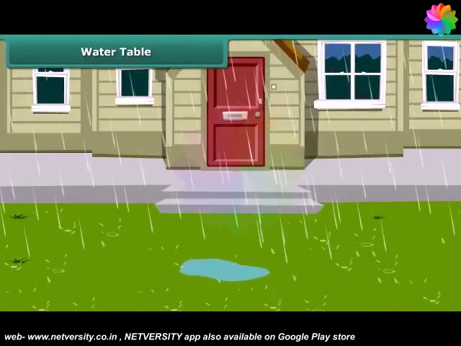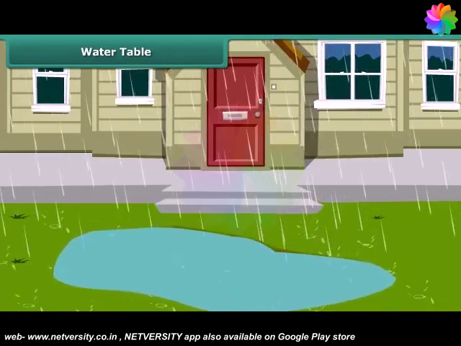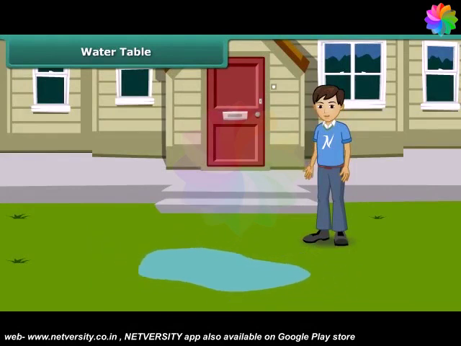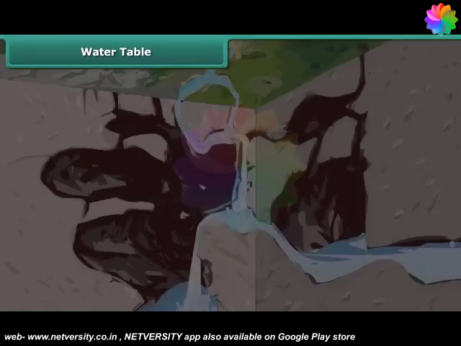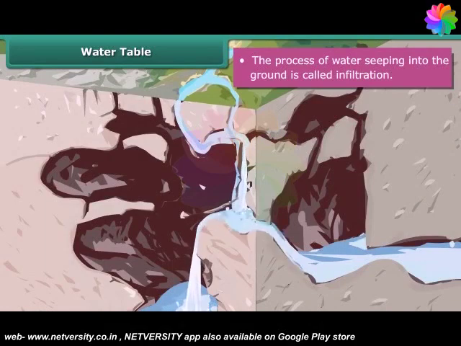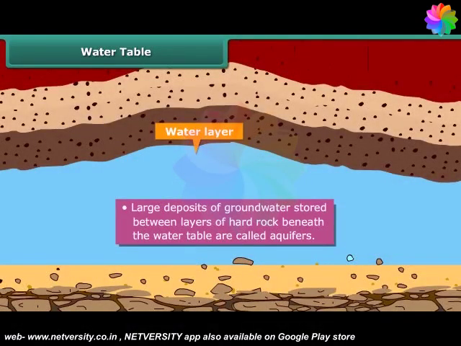You just witnessed heavy showers in your locality. Huge puddles have formed. A few hours later, the puddles are nowhere to be seen. Where has all the water disappeared? It has seeped into the ground. This process of water seeping into the ground is called infiltration. Groundwater gets recharged by this process. Large deposits of groundwater stored between layers of hard rock beneath the water table are known as aquifers. Water in aquifers is usually pumped out by digging wells at locations where the water table is close to the surface of the ground.